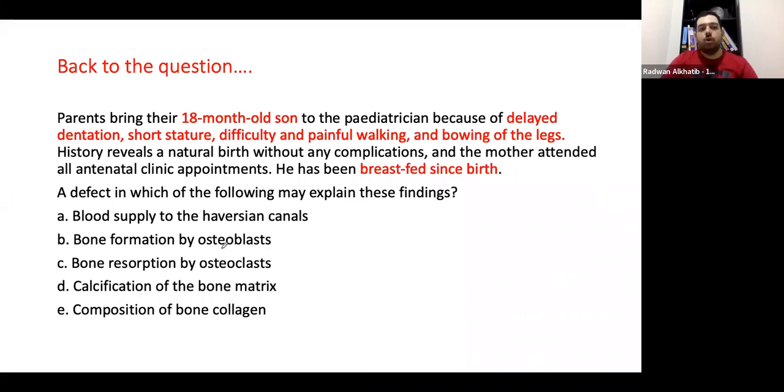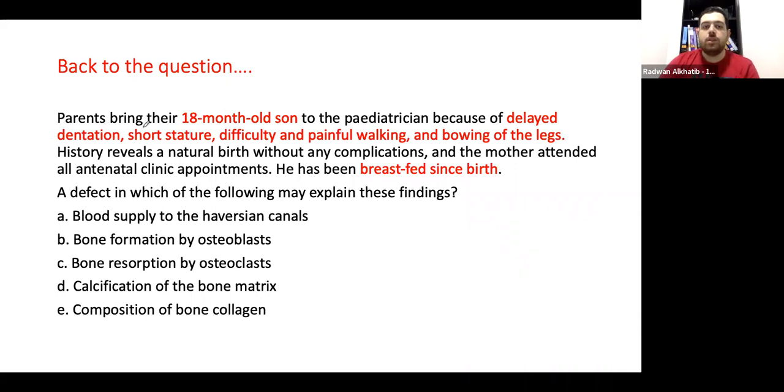Let's solve this question, which is, I think, the last slide. This question is telling you that there's an 18-month-old son. He is having problems with delayed dentition, short stature, difficult and painful walking, and bowing of the legs. All of these are problems that are related to bone formation, right? History reveals a natural birth without any complication, and the mother attended all clinical appointments. He has been breastfed since birth.